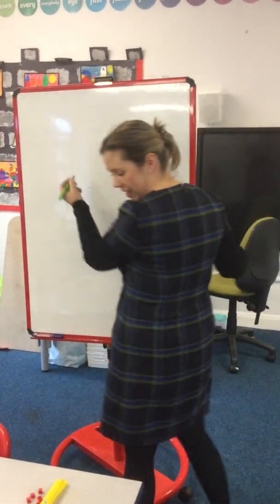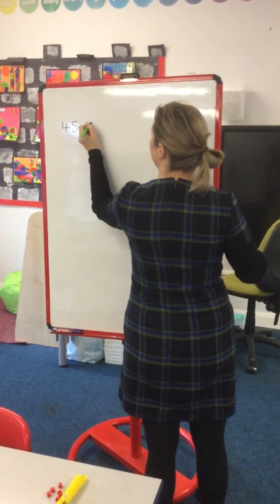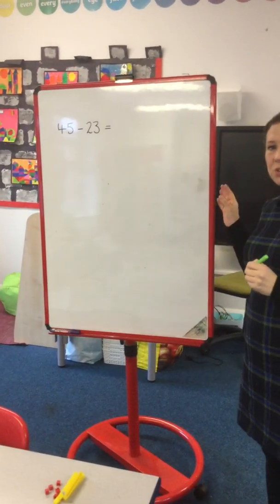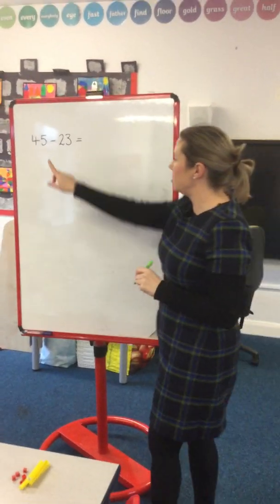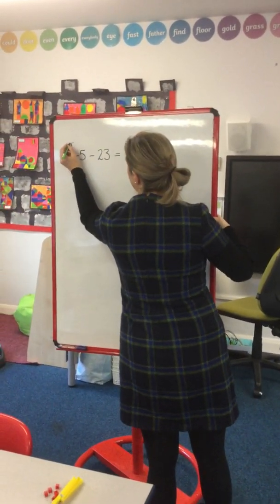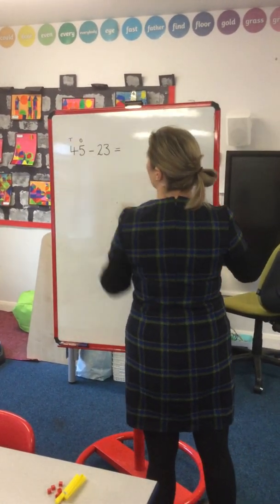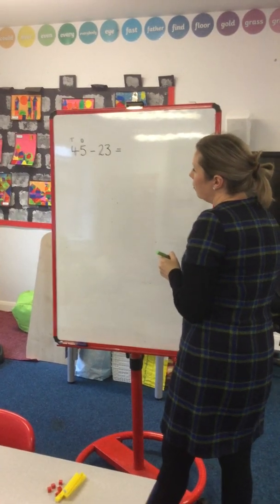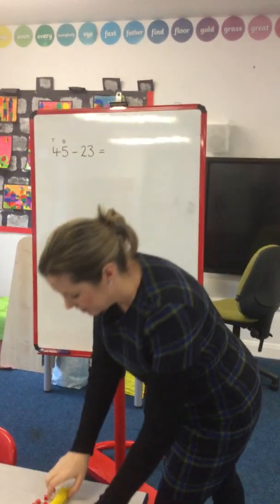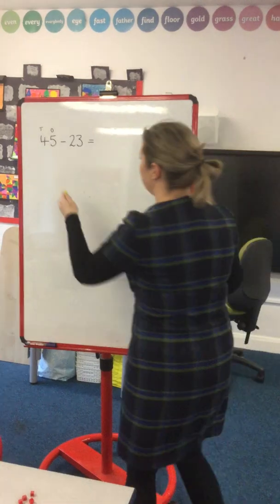So I'm going to start with 45, take away 23. Okay, so just like with all the other times that we've done this, the first thing that we need to do is to look at that 45 and we need to look at how many 10s there are, which is always shown in the first digit, and then how many 1s we've got, and then we're going to make that number. So for 45 we're going to need 4 10s, so I'm going to count those out here. Maybe you can all help me.